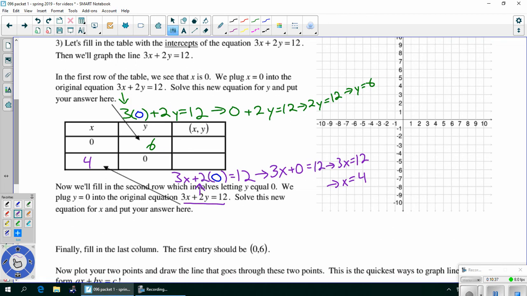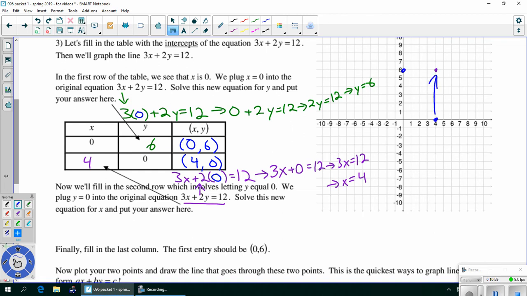It is tempting to plot a point 4, 6. That point is no good. The points that we're interested in are in these two rows, and there's two separate points. There's a 0 and a 6, and there's a 4 and a 0. There is not a 4 and a 6. So let's plot these two points, the real points, 0, 6 here, 4, 0 here.